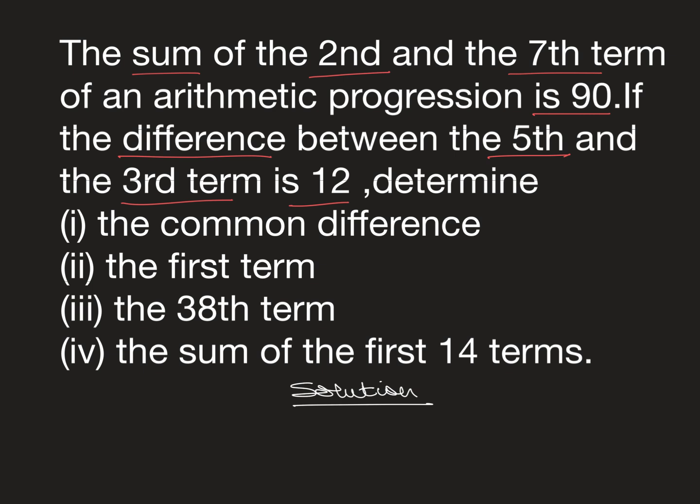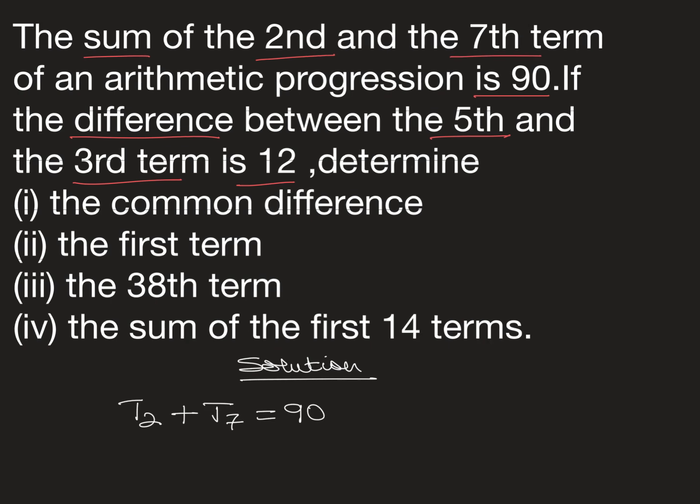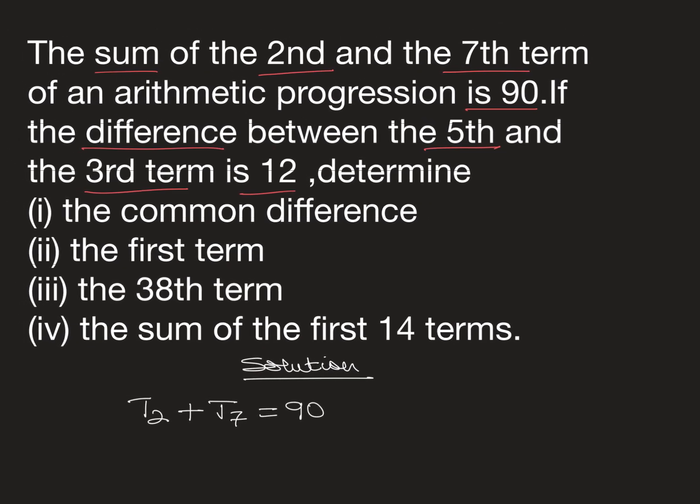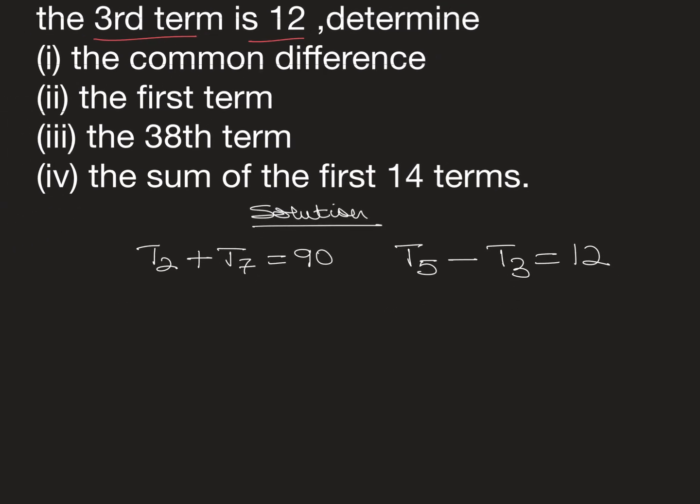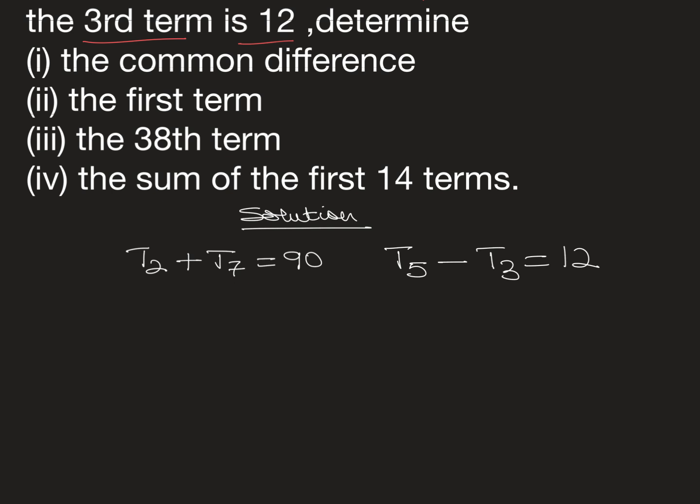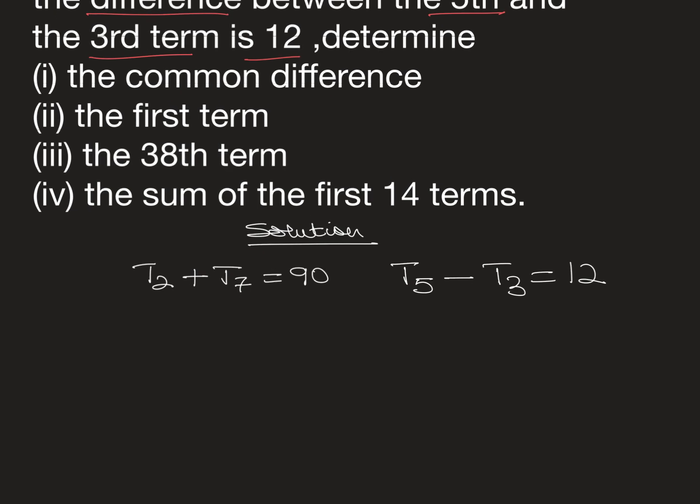It says the sum of the second and the seventh term of an arithmetic progression is 90. That is, T2 plus T7 is equal to 90. The other information that we have is that the difference between the fifth term and the third term is equal to 12. So with these two pieces of information, we should be able to answer the questions that are asked.